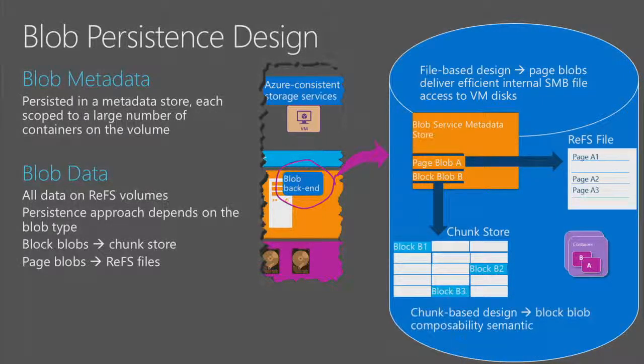Now, with block blobs, the story is slightly different. We take a block blob and we use an existing technology called chunk store that we already ship in Windows Server 2012 R2 and 2012. And we repurposed that as the underlying technology for block blobs, meaning each one of the blocks in a block blob maps to a chunk in our design. A block blob is basically distributed in a chunk store, and a stream map keeps track of all the blob blocks that constitute that block blob.